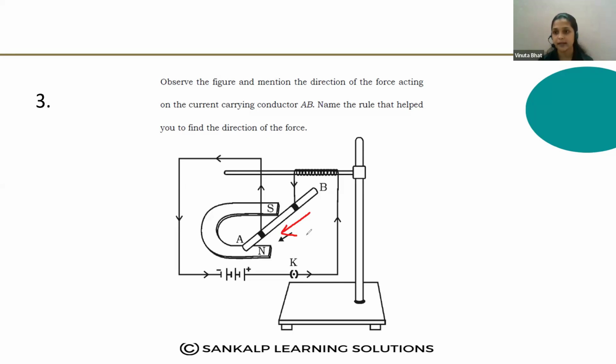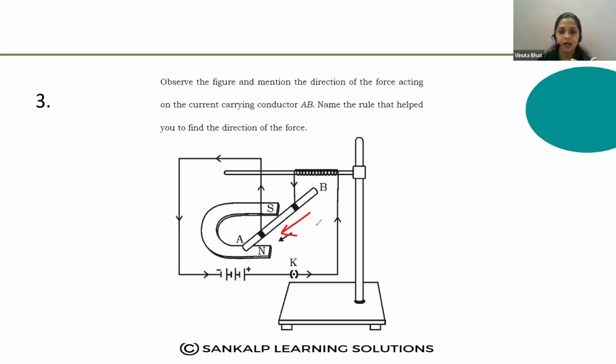What does the left hand rule say? When you hold these three fingers, thumb, index and middle finger, they should be perpendicular to each other. The middle finger represents the direction of the current flow, the index finger represents the magnetic field, and the thumb represents the direction of the force.